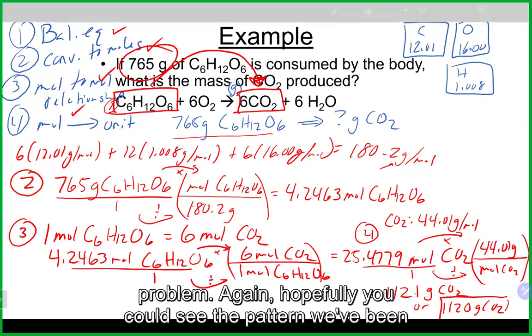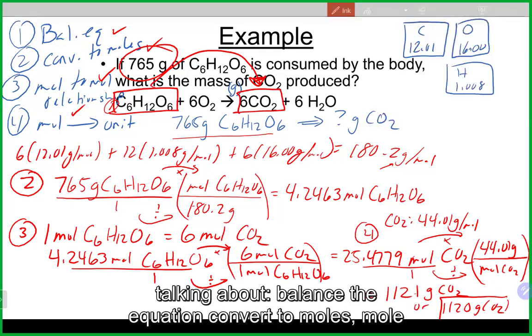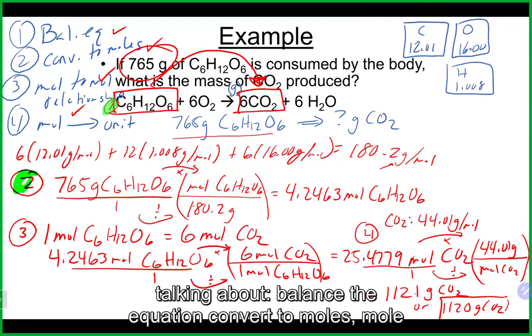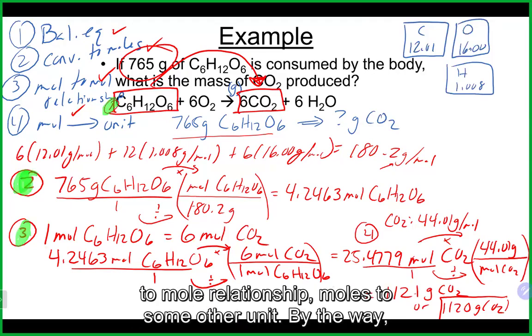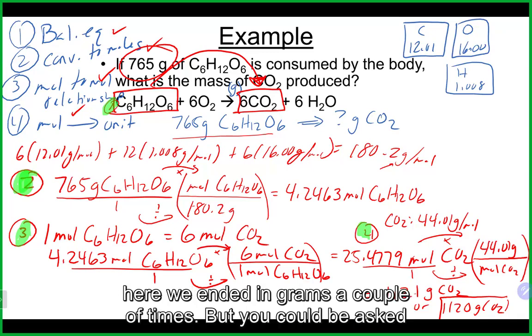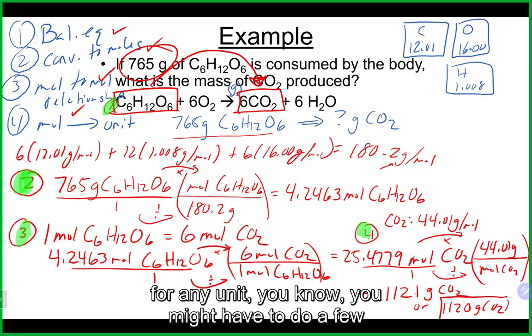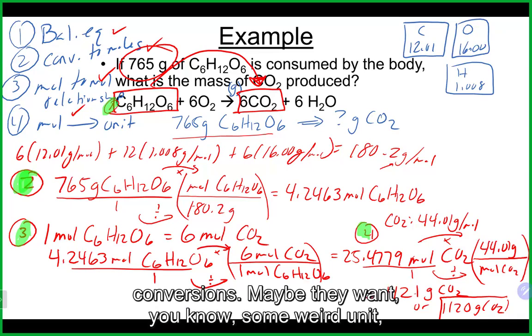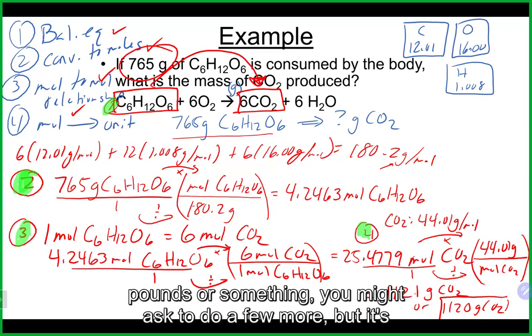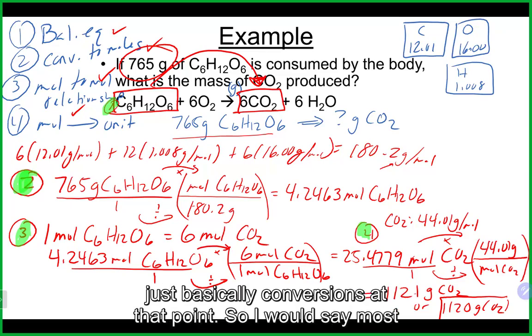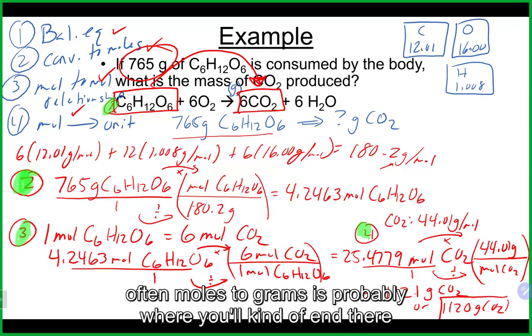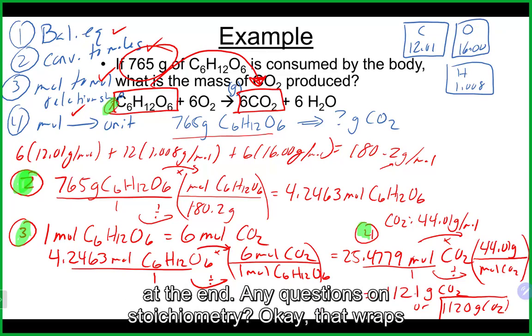Again, hopefully you can see the pattern we've been talking about. Balance the equation, convert to moles, mole to mole relationship, moles to some other unit. By the way, here we ended in grams a couple of times, but you could be asked for any unit. You might have to do a few conversions. Maybe they want some weird unit, pounds or something. You might have to do a few more, but it's just basically conversions at that point. So I would say most often moles to grams is probably where you'll end at the end. Any questions on stoichiometry?